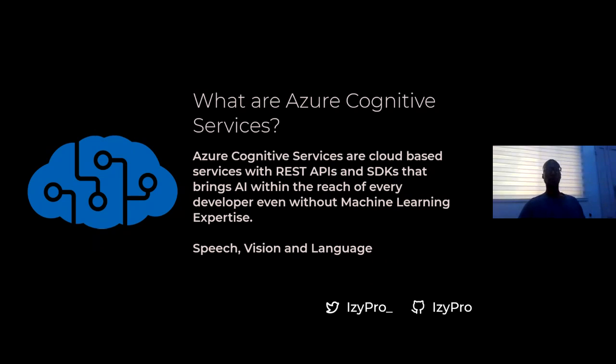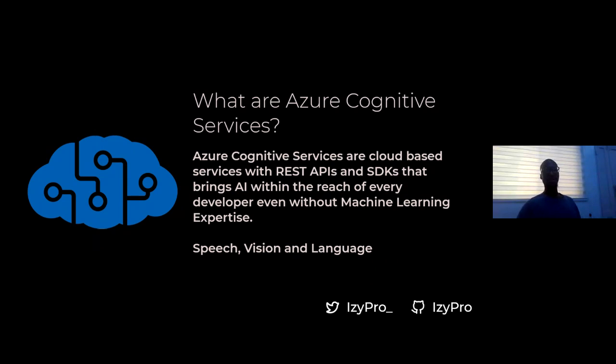So, what exactly can you do with these Azure Cognitive Services? You can do anything that has to do with speech, vision, language. We also have decision and web search. So, what is speech? Speech is anything that has to do with text, audio. You want to convert from one language to another, speech is there for you.